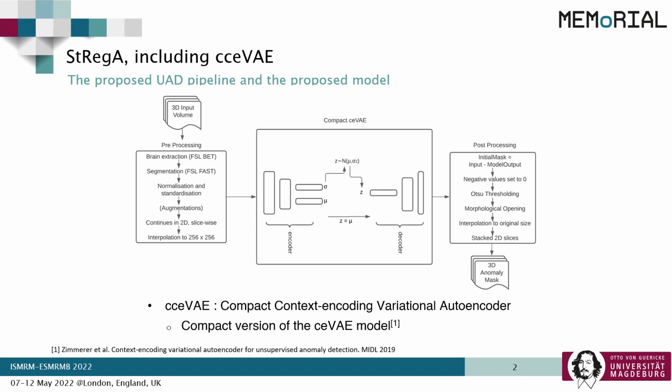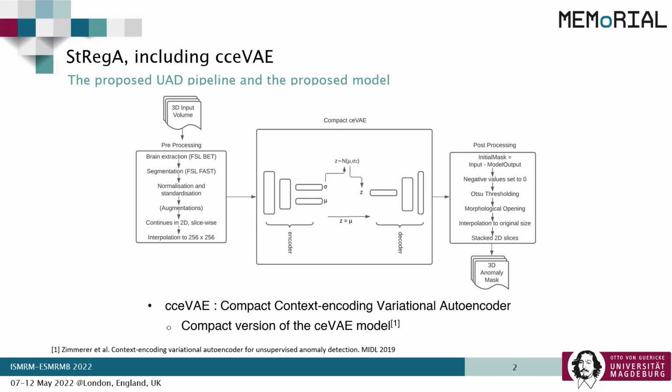The StRegA pipeline can be divided into three parts: pre-processing, the main model, and post-processing. Pre-processing includes brain extraction followed by segmentation, both using FSL. Then the data is standardized. Then during training, data augmentation techniques are also applied. Finally, the 3D volumes are split into 2D slices and interpolated into 256x256 matrix before supplying them to the model.